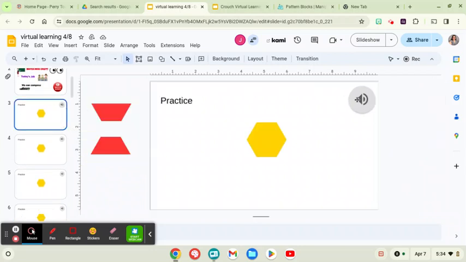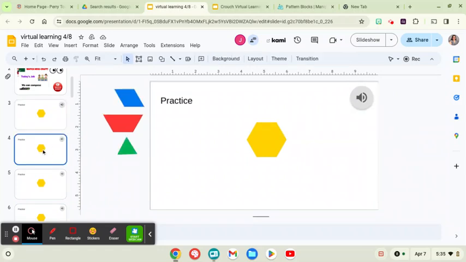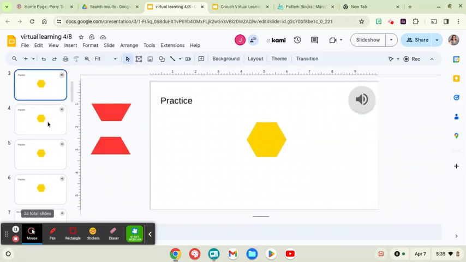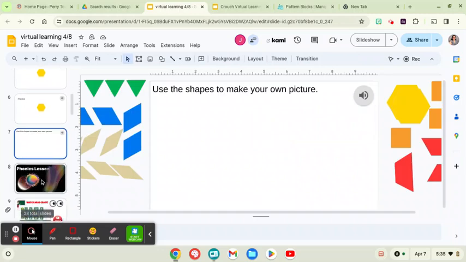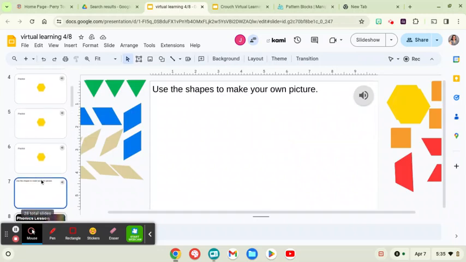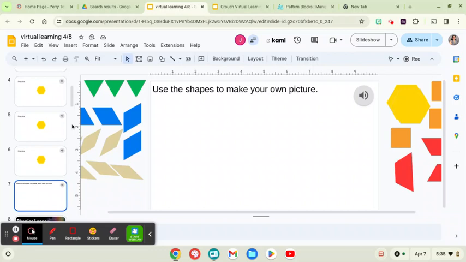Remember, we want to click the little microphone to listen to what it says, okay? We'll give you your directions. Alrighty, when you are done with this, then you can move on to the phonics lesson. As always, if you have any questions, let Miss Crouch know.